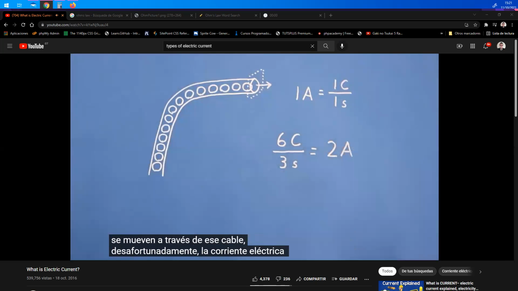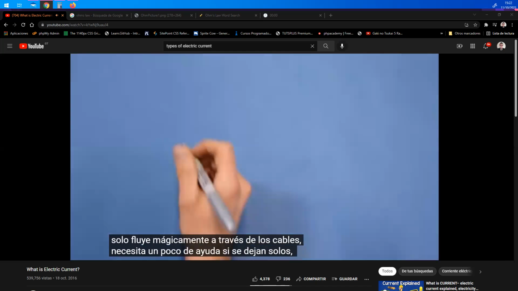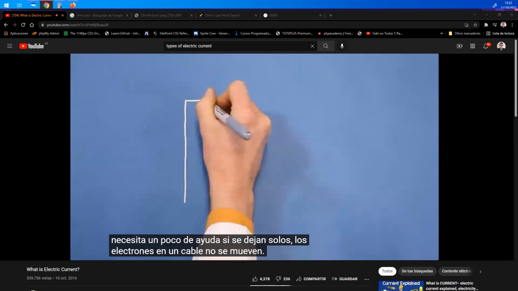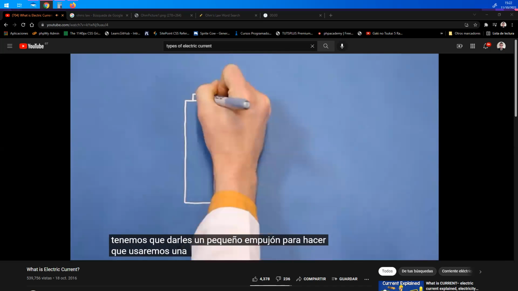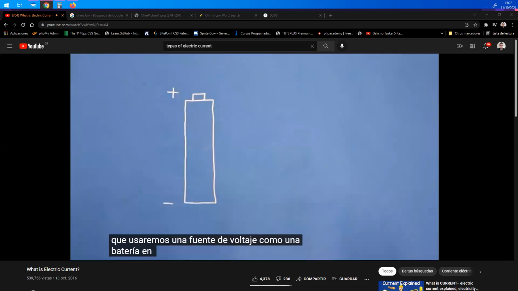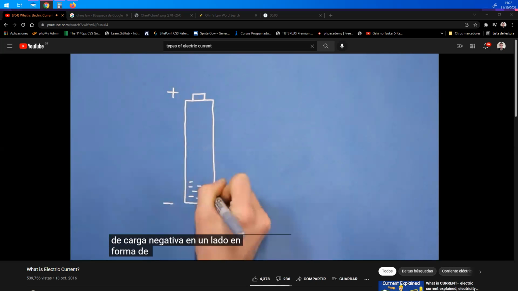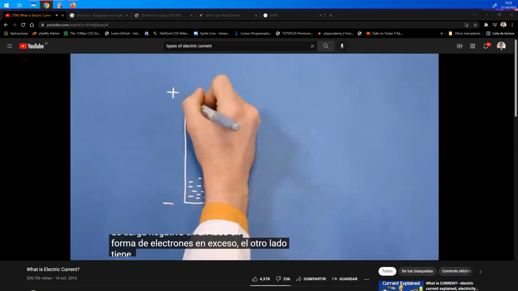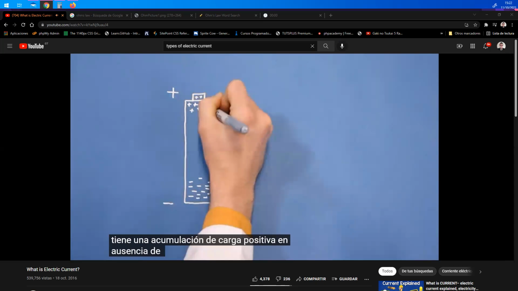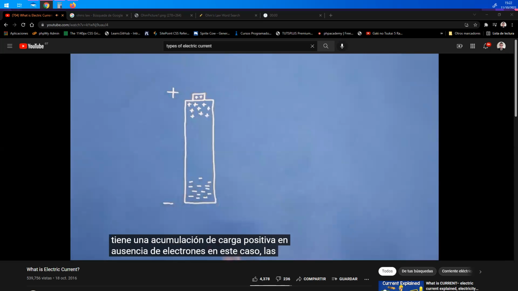Unfortunately, electric current doesn't just magically flow through wires. It needs a little help. If left alone, the electrons in a wire won't move. We need to give them a little push. To do that, we'll use a voltage source like a battery. In a battery, there is a buildup of negative charge on one side in the form of excess electrons. The other side has a buildup of positive charge, an absence of electrons in this case. The charges want to balance out, but the only way to do that is for the excess electrons to flow around the battery through a conductor that we provide.